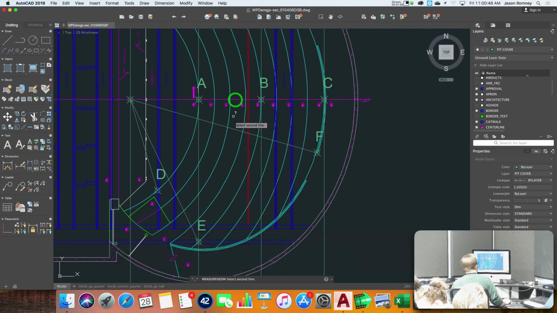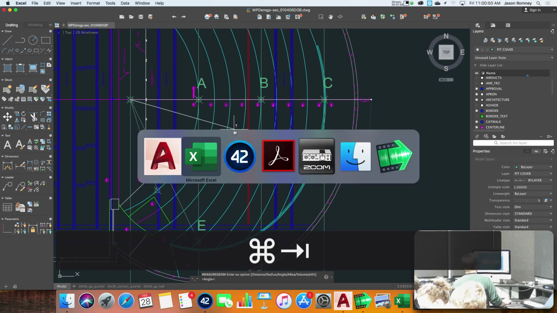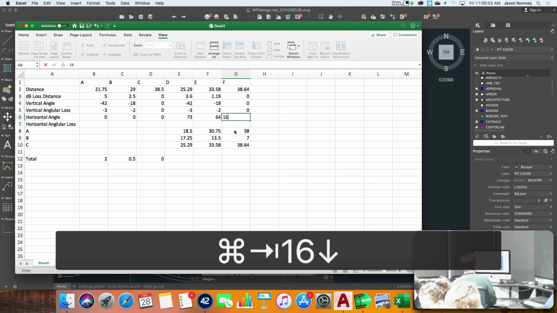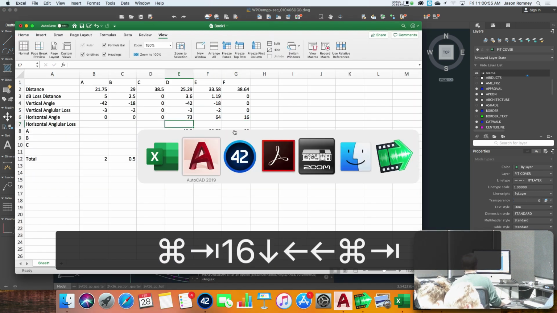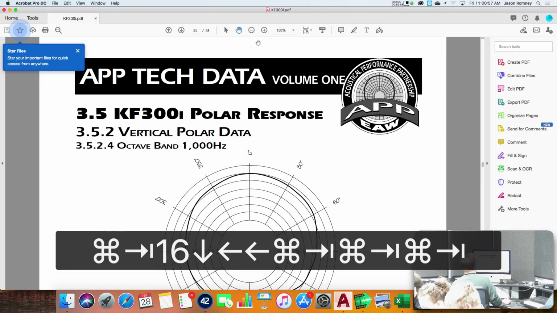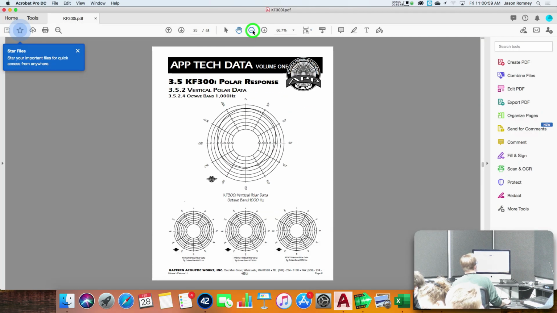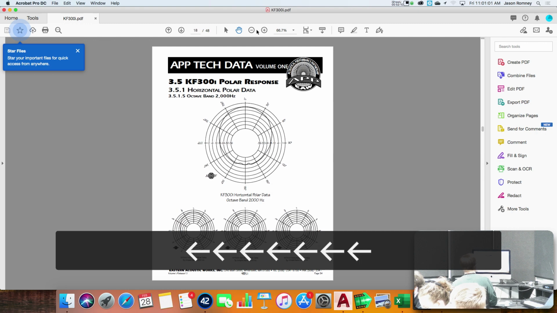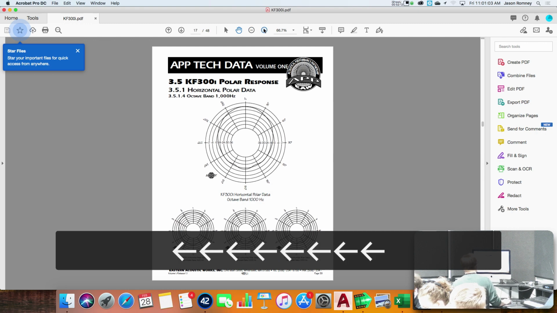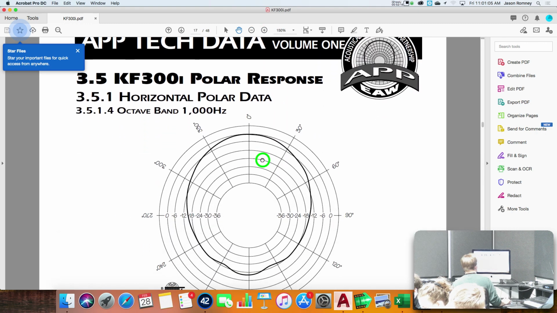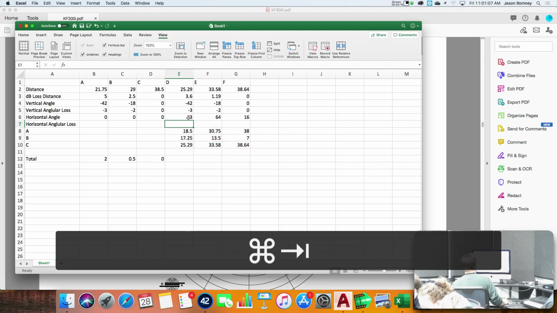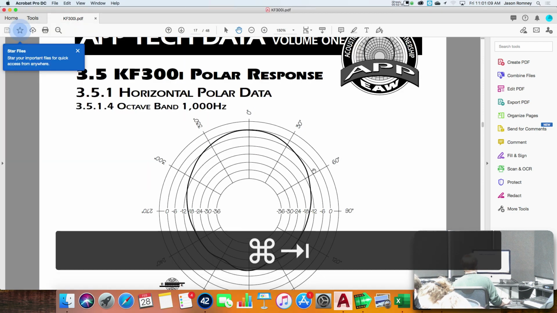Here I am at vertical polar data. I want horizontal. Horizontal 1 kilohertz. There it is. So my first angle is 73. So here's 60. 70 would be about here. Oh, look at that. It's right at the 12 dB down point. So we're going to be minus 12.